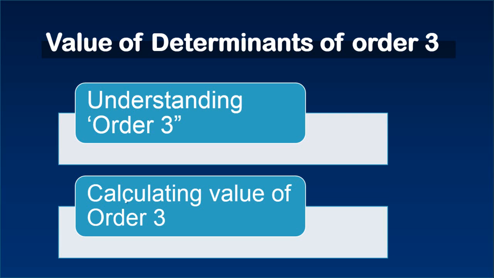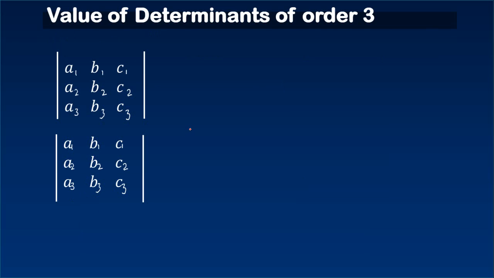In this video, we are going to understand the value of a determinant which has an order of 3. So first we will look at what is meant by an order 3 determinant and how do you calculate the value of an order 3 determinant. Like we discussed for an order 2 determinant, an order 3 determinant is the one which has 3 rows and 3 columns.